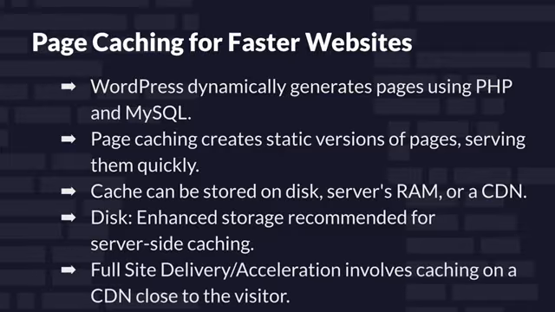Storing page cache on a CDN at the edge is a practice known as full site delivery or acceleration, where the website is served by sending a cached version of the website from a geographic location near the visitor, as opposed to the request reaching out to the origin server where the data lives. This removes location-induced latency from the equation, making websites much faster for all of your visitors.